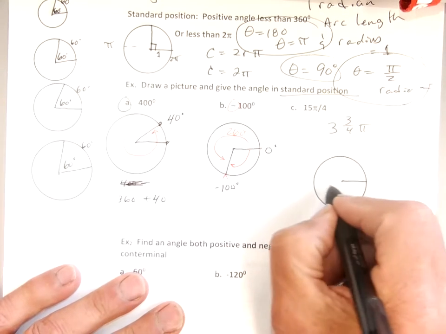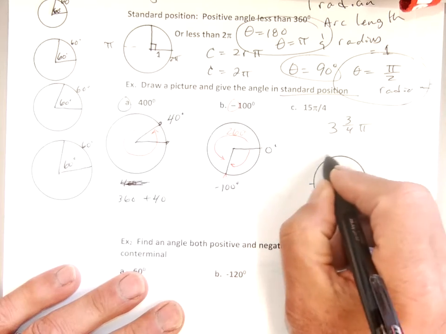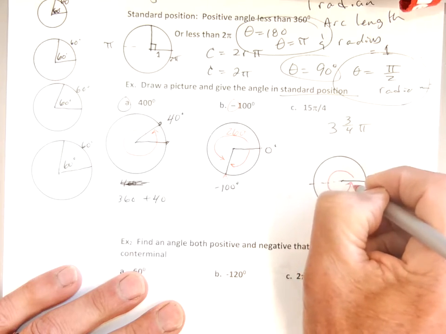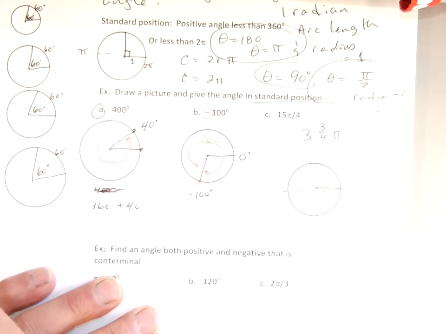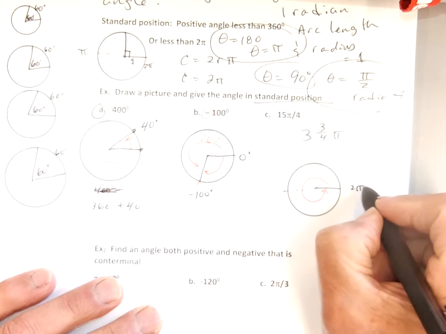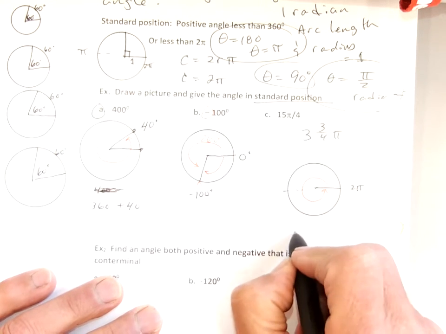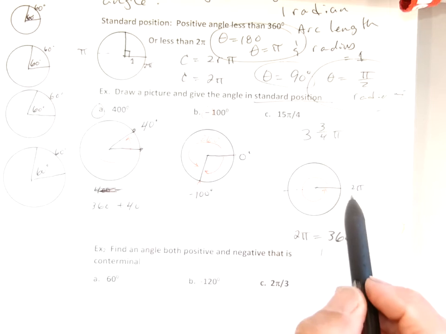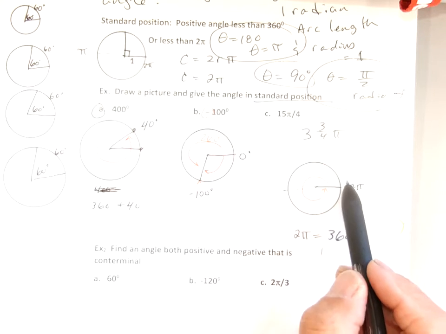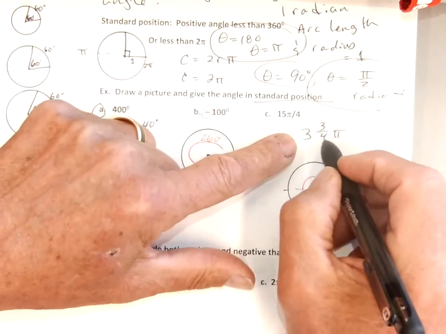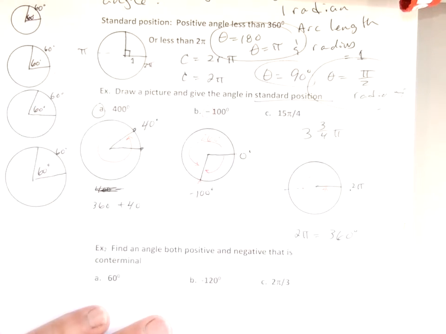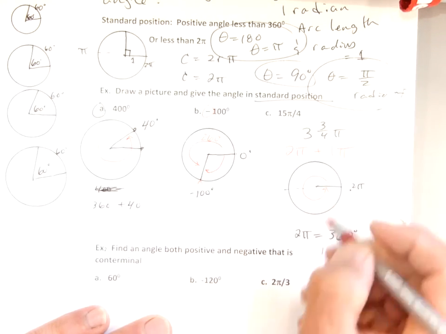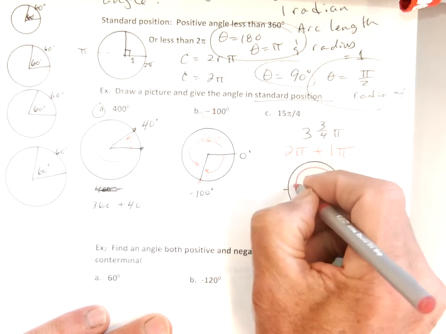So, if I went all the way around the circle, I just went 2 pi. See, 2 pi and 360 degrees are equivalent in terms of radians. Okay, then if I want to go 3 3/4, I'm going to go another pi. So I've got 2 pi plus 1 pi. So I'm going to go another pi, puts me right here.